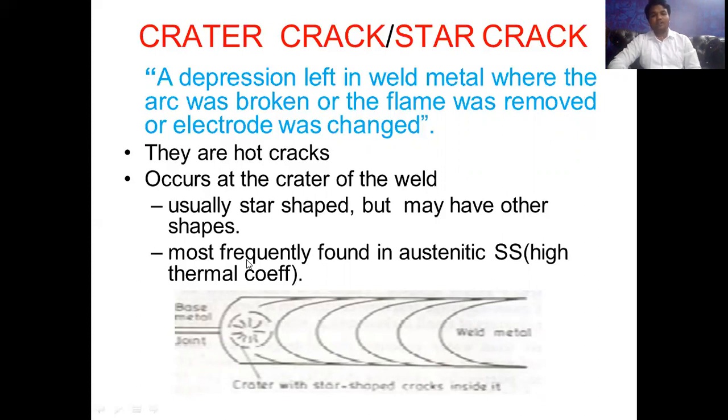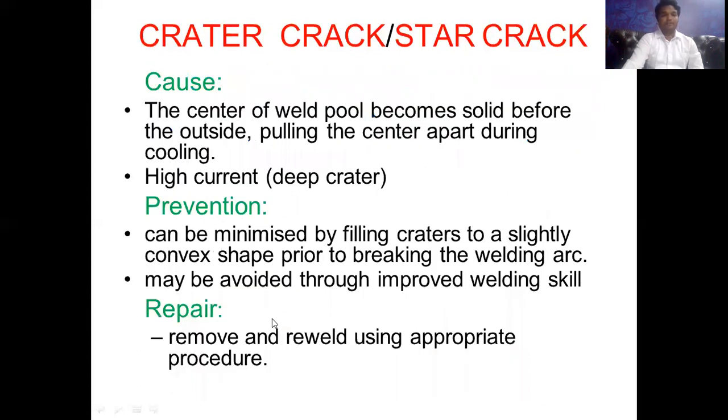the arc was broken or flame was removed or electrode was changed. They are not hot cracks, occur at the crater of the weld, usually star shaped but may have other shapes. Most frequently found in austenitic stainless steel or high thermal coefficient. The cracks which are in the star shape, we call crater cracks or star cracks. The cause is that the center of the weld pool becomes solid before the outside, pulling the center apart during the cooling. High current is the cause for the crater crack.